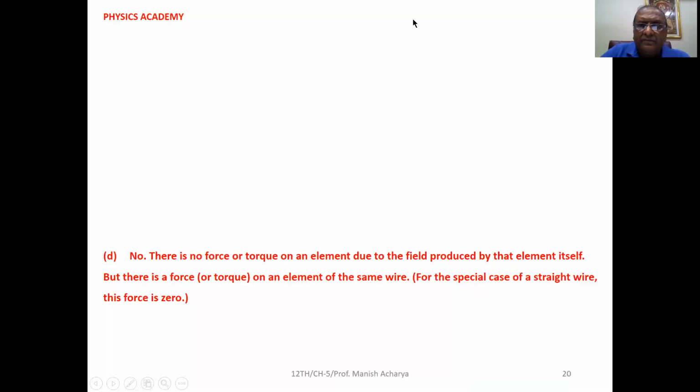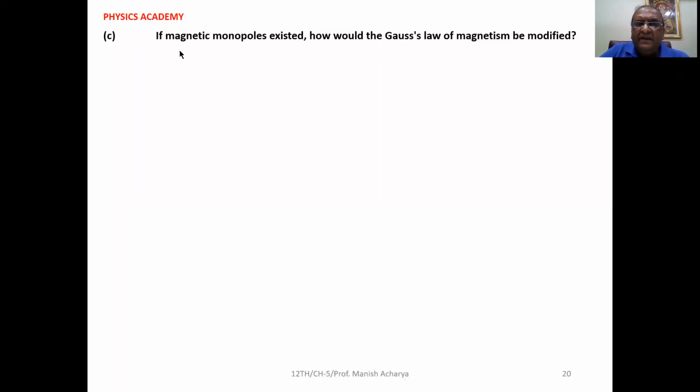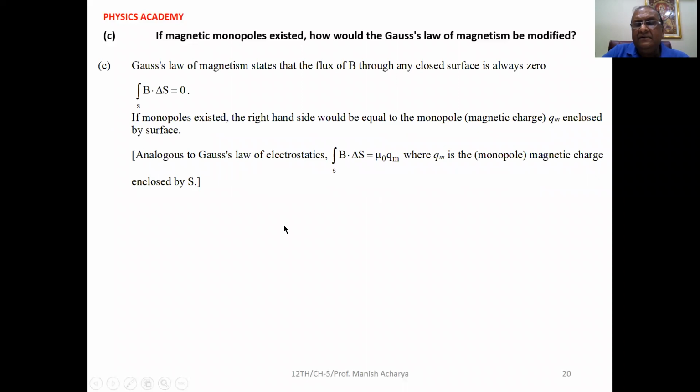Now question C. If magnetic monopoles existed, how could Gauss's law of magnetism be modified? So if a monopole exists in nature, then on the right hand side of Gauss's law we have to write mu0 into Qm. So the integration of B dot ds over the closed surface is equal to mu0 into Qm. In this way we have to modify it, and we already discussed this in the theory also.